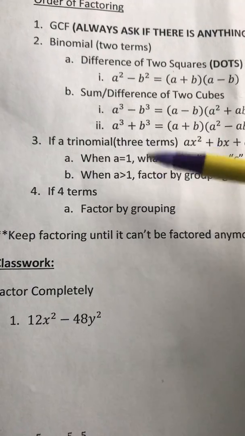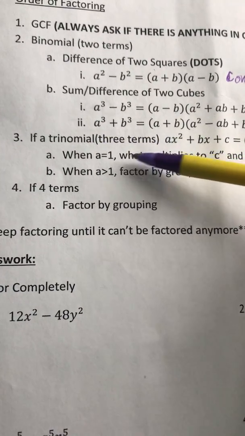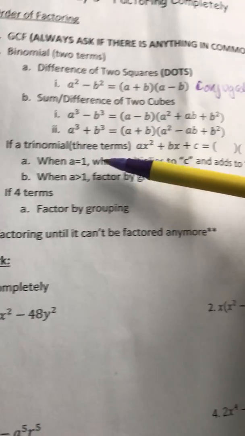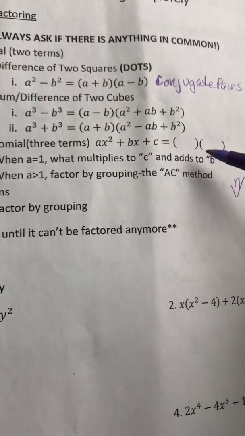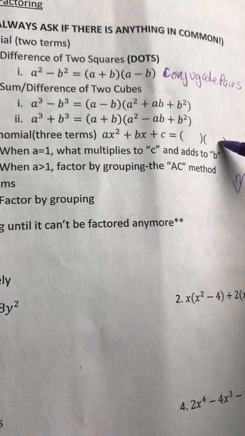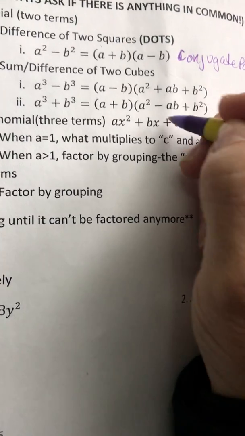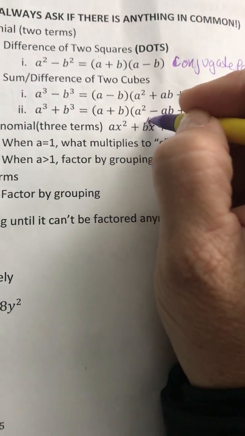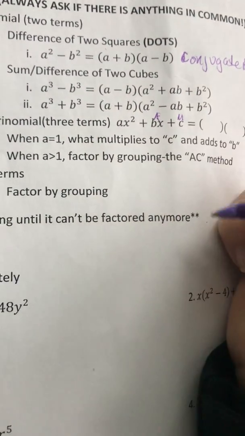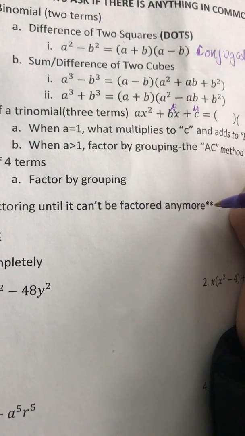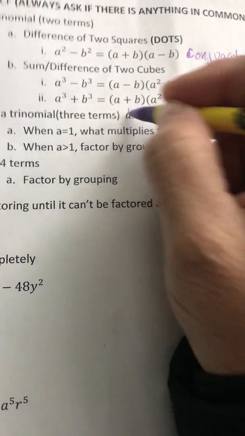Then we get to trinomials. A trinomial has 3 terms. If a is equal to 1, then it's one step. You can go immediately to 2 sets of parentheses, and you find what adds to b and what multiplies to c. That's if a is 1.